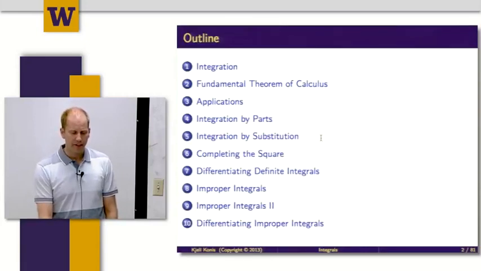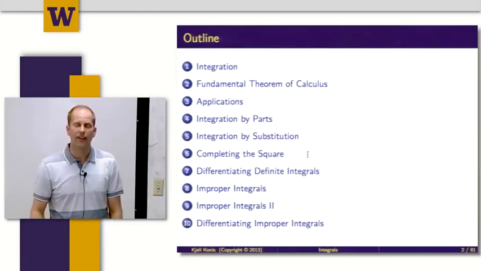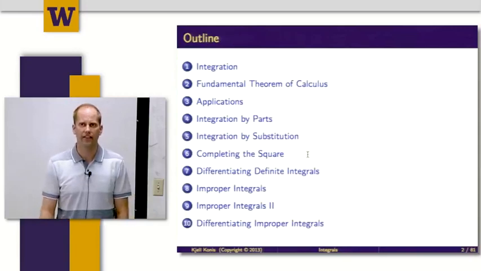Integration by parts, integration by substitution, and completing the square are all techniques of integration. So they're tricks that are going to help you find the integral of a function. And then we'll start moving on to some topics we'll need to be able to take derivatives of the Black-Scholes pricing formula. So in particular, we're going to need to be able to take the derivative of an integral.